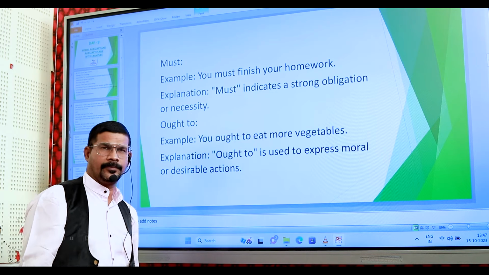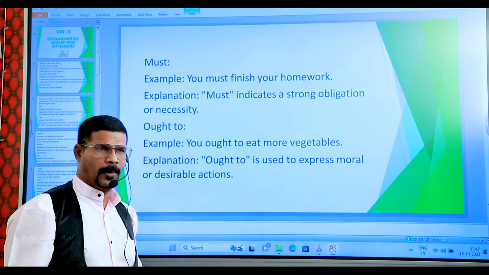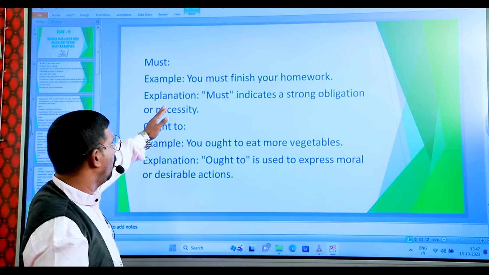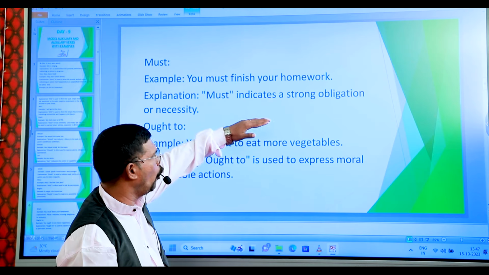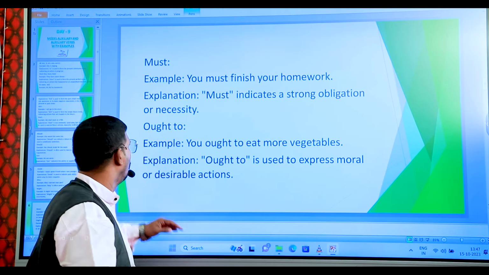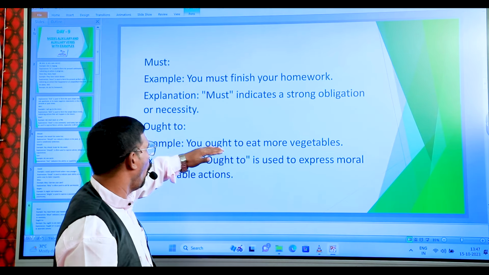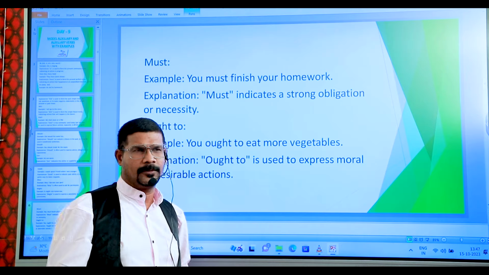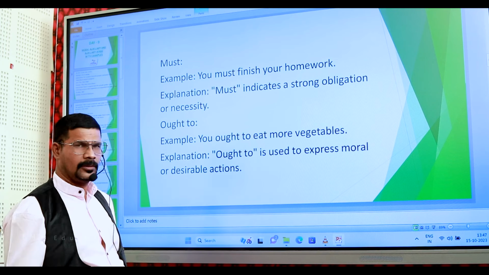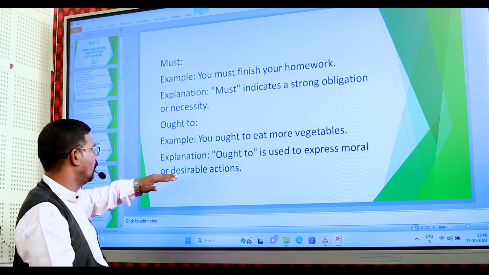Must. Example, you must finish your homework. Explanation, must indicates a strong obligation or necessity. Ought to. Example, you ought to eat more vegetables. Explanation, ought to is used to express a normal or desirable action.